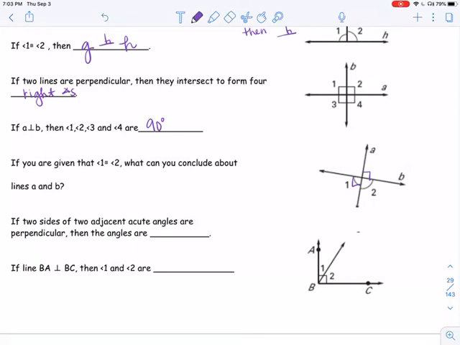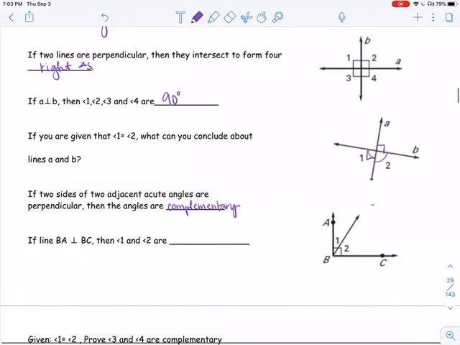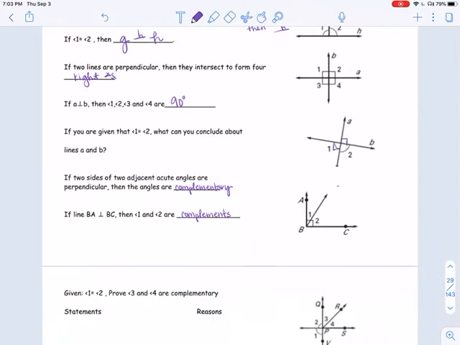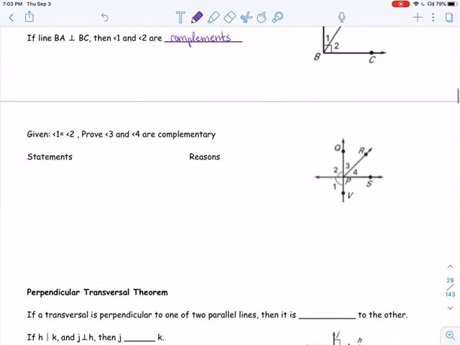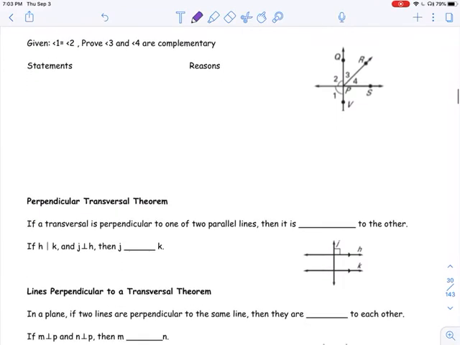If two sides of two adjacent acute angles are perpendicular, then our angles are complementary. So if BA is perpendicular to BC, then 1 and 2 are complements. Okay, I'm going to skip over this proof because we don't really need it and you'll get plenty of practice, so we're going to bypass that one for now.